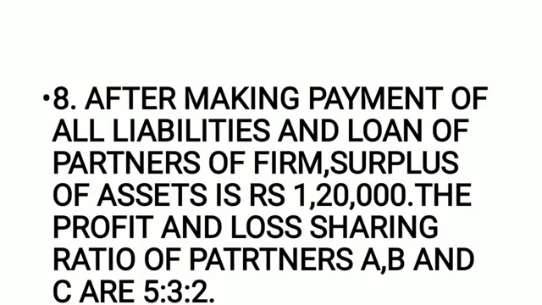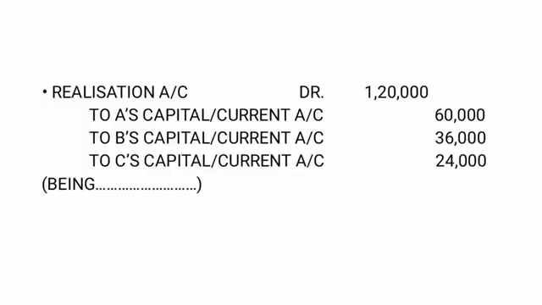Alright. So surplus of assets is 1,20,000. This surplus is to be distributed among partners in their profit loss sharing ratio, which is 5:3:2. So let us check the journal entry for this. Yes, here the journal entry is, it says, realization account debit 1,20,000. This is the amount of surplus and it is to be given to A, B and C. Yes, to be transferred to capital current account, again to the capital or current account of respective partners. And in what proportion? In their profit loss sharing proportion.